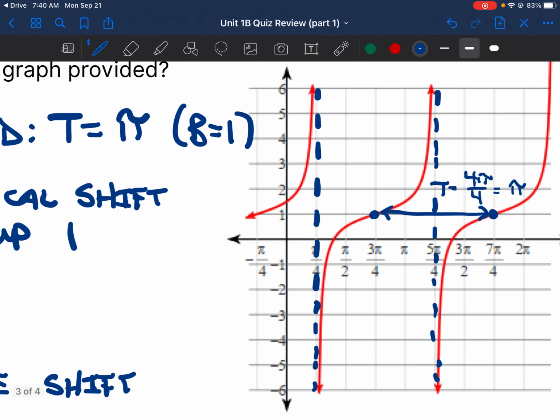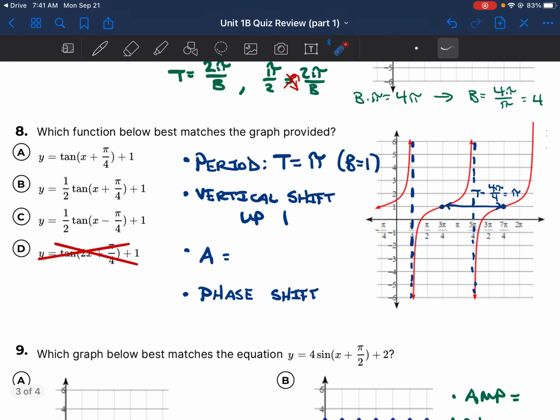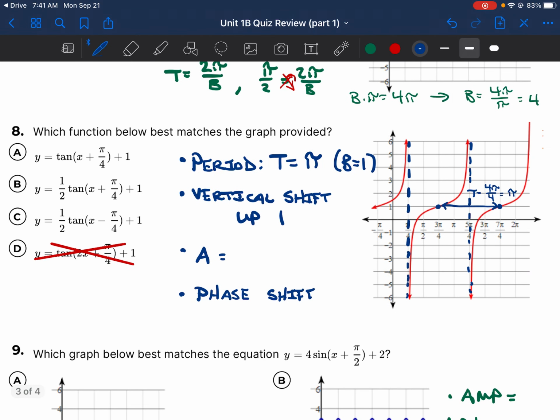And if you look at that point in the middle, so here's the point in the middle of those two asymptotes. If we look at the midway point between the point in the middle and the asymptote, which would be right here, we want to find out what's the vertical distance from that point to the point in the middle. And it looks like that vertical distance is half. So we have an A term of 1/2.